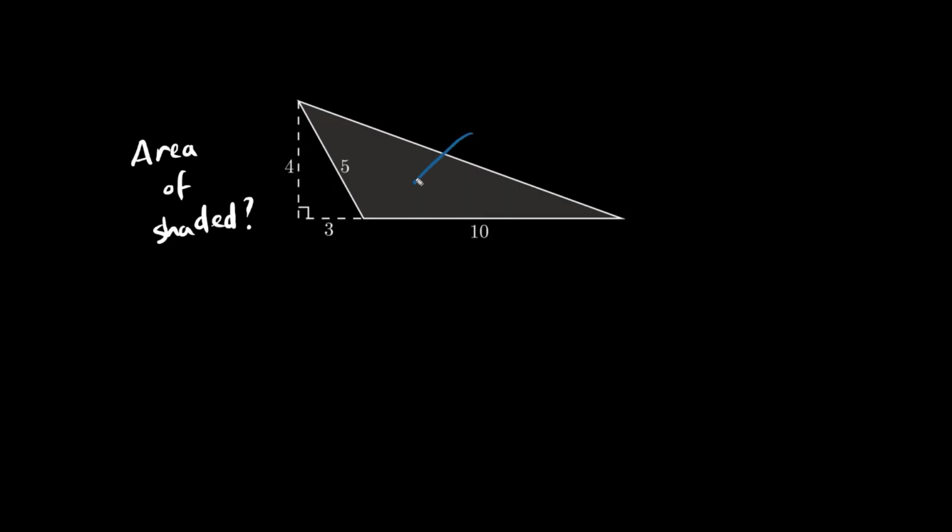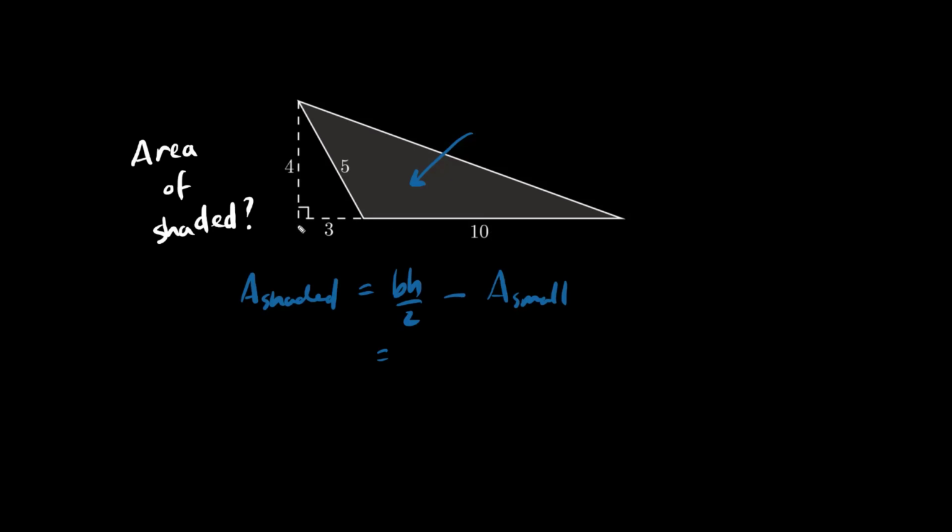Let's find the area of this shaded region in this triangle below. The area of the shaded is the whole area of the giant triangle. Subtract this hollow small triangle. So the area of the shaded is the large triangle, which is base times height divided by 2, minus the area of the small triangle. So what is a large triangle?